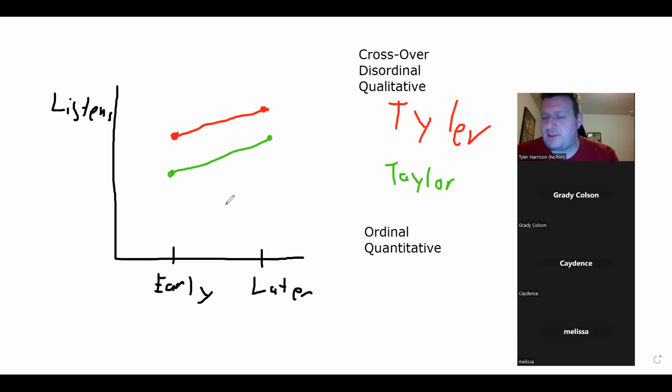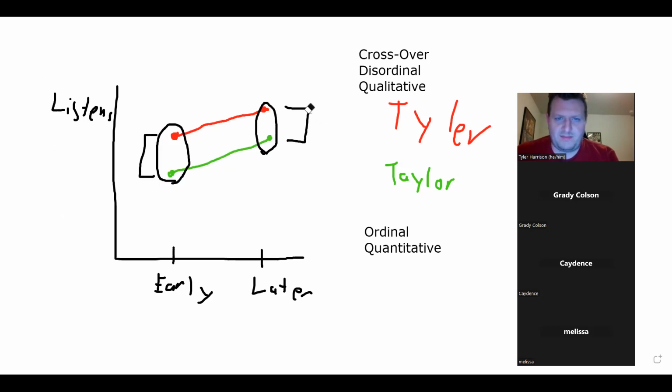Okay. Is there interaction here? That's the question. For early, Tyler's doing better. And he's doing better by this much. Later, again, Tyler is doing better, but Tyler's doing better by the same amount. That amount has not changed. And I know my drawing is horrible and it's probably not exactly the same, but you see how this difference is the same as that difference, and the lines are parallel to one another. That means no interaction.